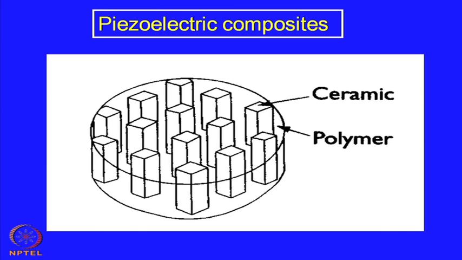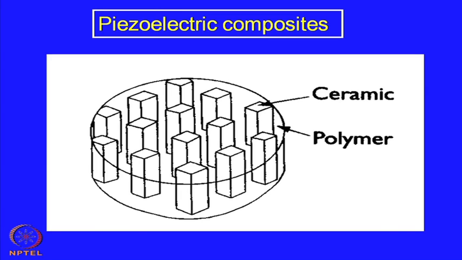For example, one can have 0-3 connectivity. 0-3 connectivity means the ceramic is actually in the form of particles or isolated grains. They are not even like rods or fibers. So, rods and fibers are one dimensional, whereas isolated particles are 0 dimensional. So, from that concept, a polymer reinforced with PZT particulates or piezoelectric particulates can be called a 0-3 connectivity.